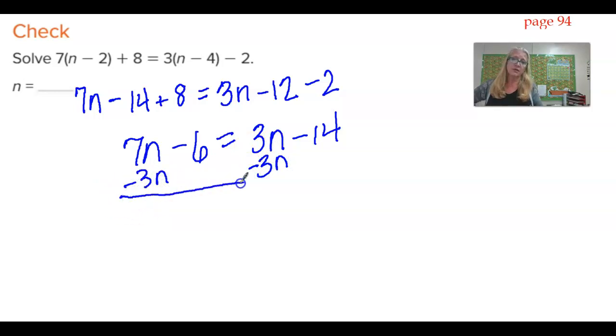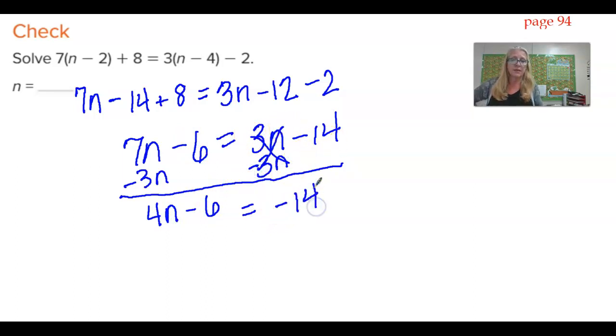Oh, here I go trying to draw a line again. That's always an adventure. 7n minus 3n is 4n minus 6. Bring that down. And on the right-hand side, that's gone, and I'm left with just -14.